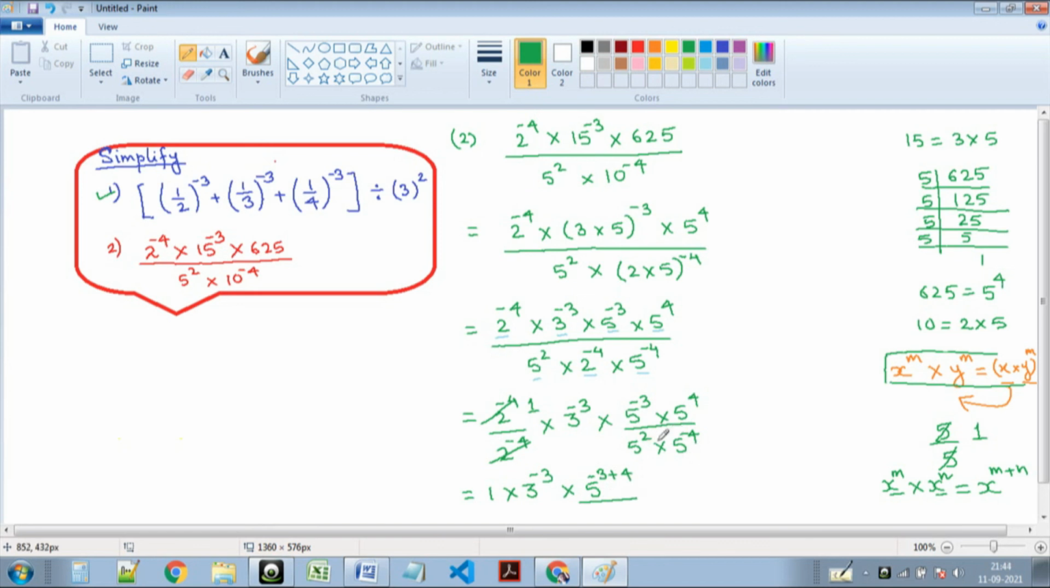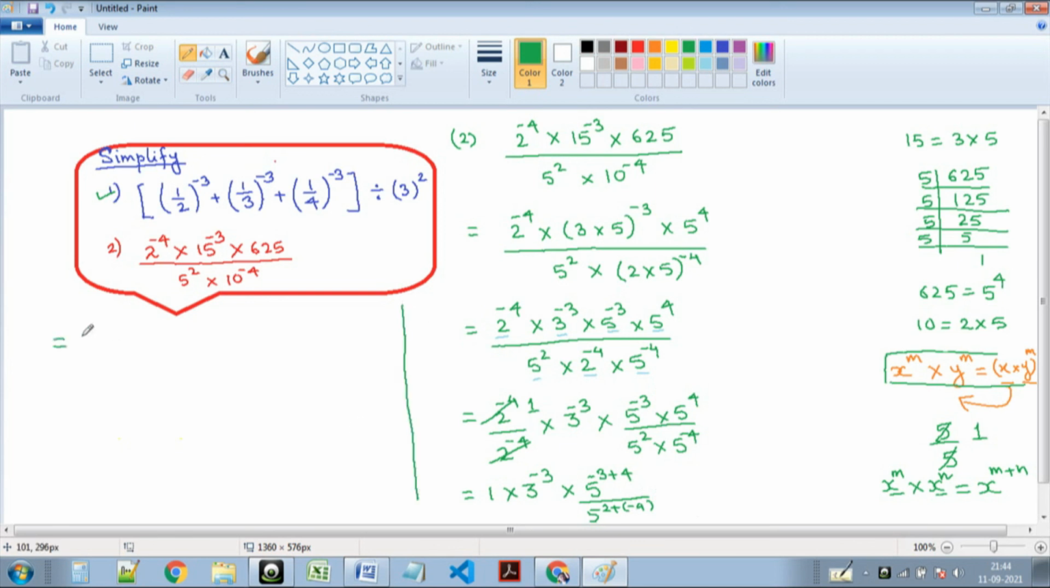Similarly, the same thing we have to do in the denominator also. The bases are the same, the powers are different, so they will get added. So 5 to the power 2 plus of minus 4. Because 4 is minus, that's why I have written it in the bracket. So the rest of the thing I am writing over here.